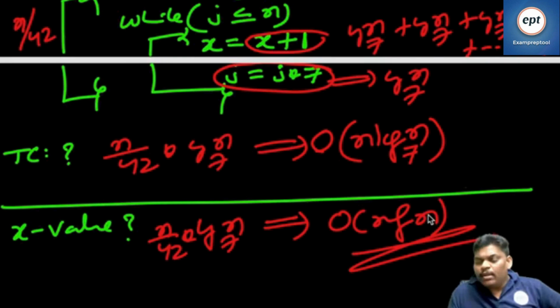I value 2, again log n base 7. I value 3, again log n base 7. I value 4, again log n base 7. How many times? N by 42 times. N by 42 times log n base 7. So finally n log n base 7.